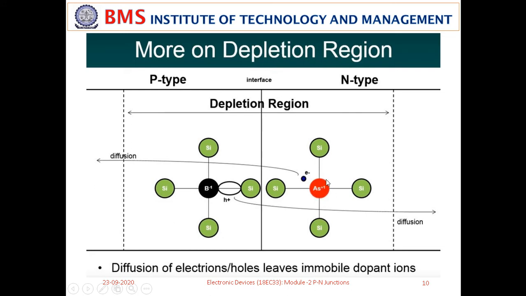Arsenic is a column 5 element of the periodic table, and it is pentavalent. So, out of its outermost 5 electrons, 4 have formed covalent bonds. This line shows that it has formed covalent bonds with adjacent silicon atoms, and since it has one extra electron, that forms a free electron here. So, this is in the conduction band. Like that we have shown for one particular group.